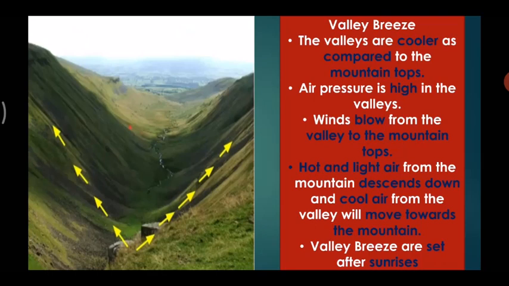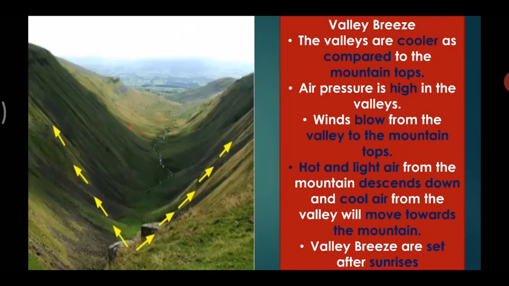So what is happening here? The valleys are cooler as compared to the mountain tops. Why the valley is cooler? Because the mountain top is getting heated more. The valley is not getting heated. So there it is cooler. So in comparison to the mountain top, the breeze in the valley will be cooler. So what will happen? Cooler air means what? The temperature will be low, right? Wherever there is cooler air, the temperature will be low.